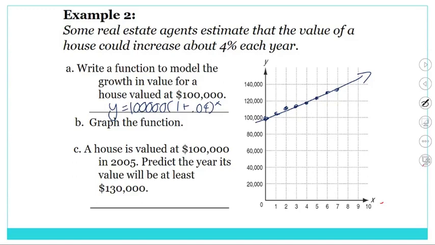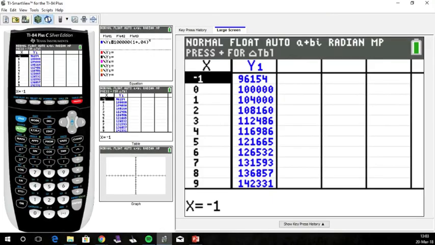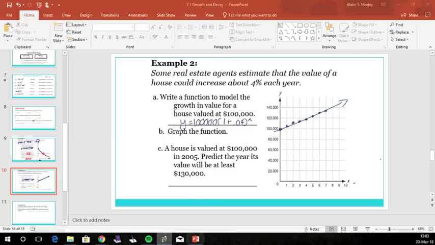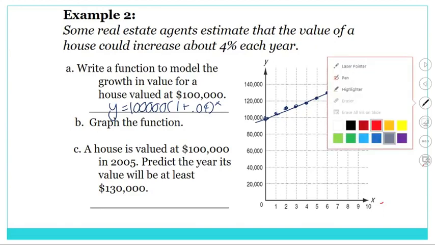Now, what year will it reach at least 130,000? I'm going to go back to the graphing calculator just to emphasize that, because it's a little bit better than looking at my graph. But 130,000, you'll notice the 6th year it was 126,000, but on the 7th year it was 131. So on the 7th year it surpassed 130,000.